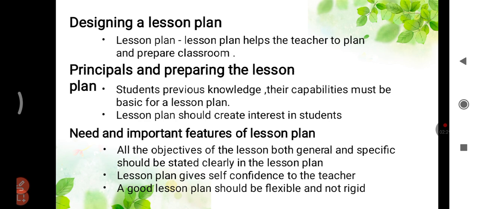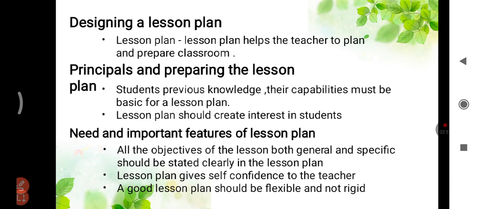The students' previous knowledge and their capabilities must be the basis for the lesson plan. The lesson plan should create interest in students. Then the need and important features of a lesson plan: all objectives of the lesson, both general and specific, should be stated clearly in the lesson plan. A 45-minute period discusses the topics, with useful hints in the lesson plan.